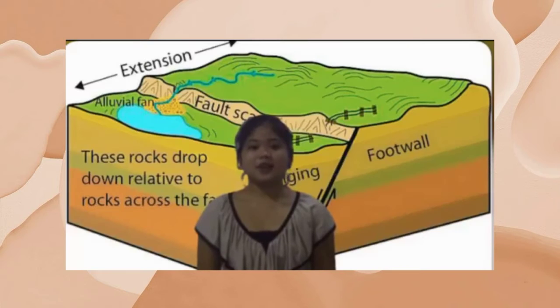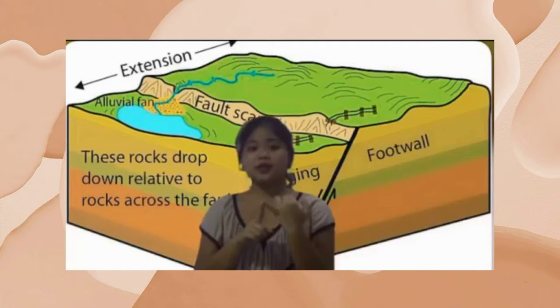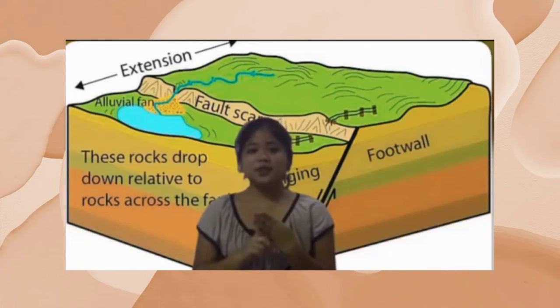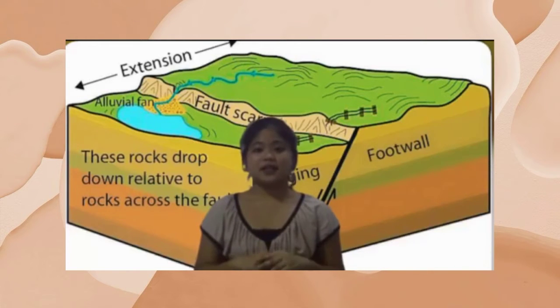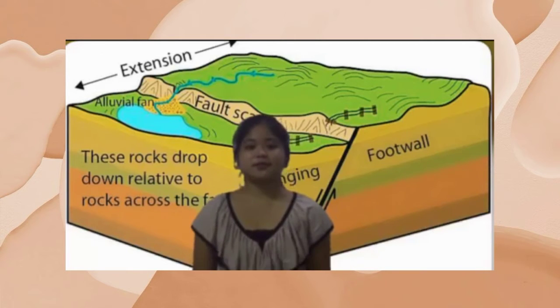What are the top 5 most active faults in the Philippines? First, the West Philippine Fault. Second, the Eastern Philippine Fault. Third, the South of Mindanao Fault. Fourth, the Central Philippine Fault, which is also the most active. And lastly, the Marikina Valley Fault System, which is the largest of them all.